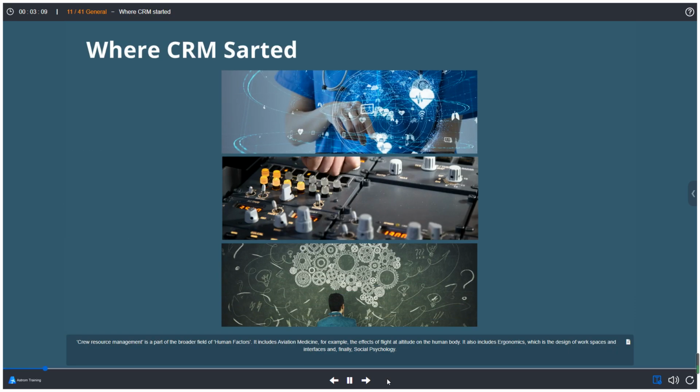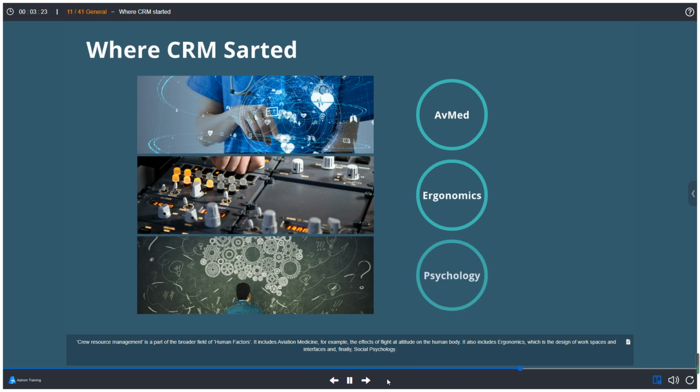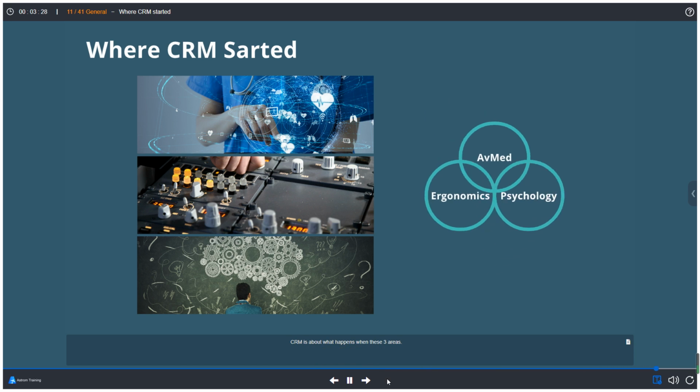Crew resource management is a part of the broader field of human factors. It includes aviation medicine, for example, the effects of flight at altitude on the human body. It also includes ergonomics, which is the design of workspaces and interfaces, and, finally, social psychology. CRM is about what happens when these three areas interact.